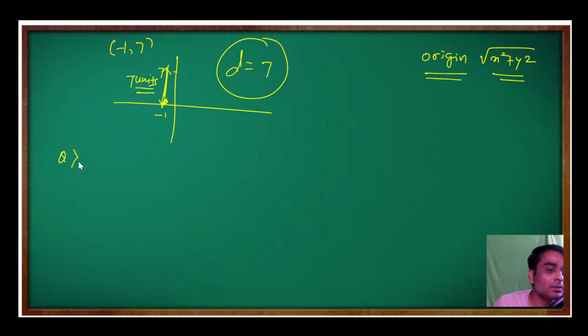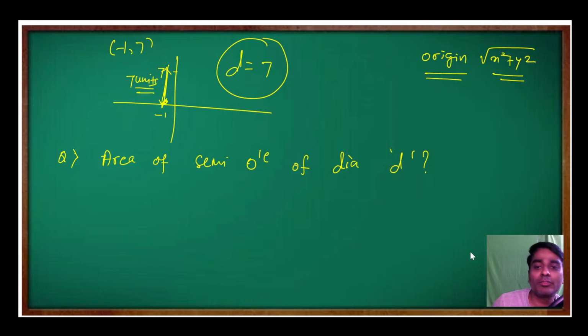Next question. Area of semicircle. Area of semicircle of diameter d. Diameter is given.